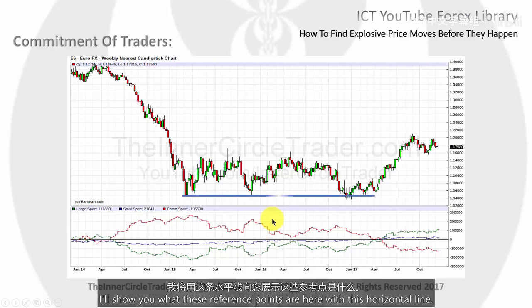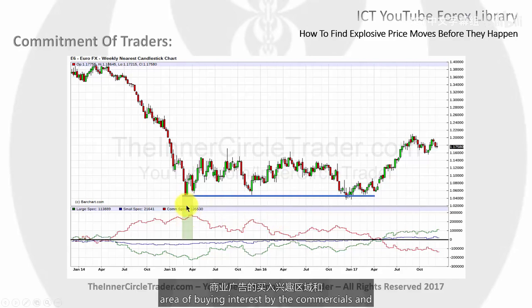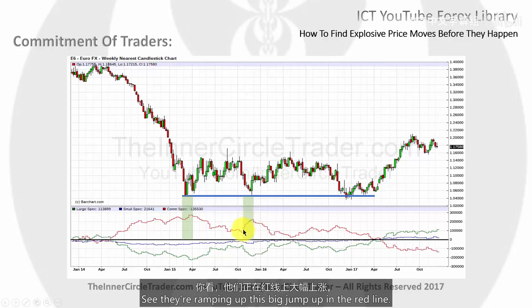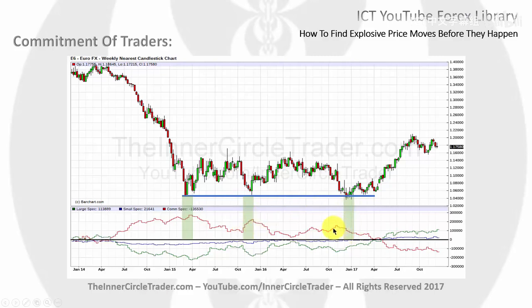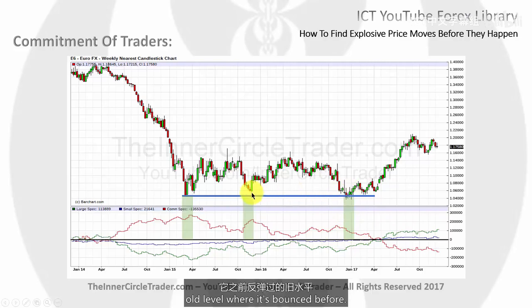And I'll show you what these reference points are here with this horizontal line. And I'll add our first area of buying interest by the commercials. And the second one here. See, they're ramping up, this big jump up in the red line. And another one over here where they're above the zero line, and we're at that same level. So they are above the zero line, and we're at that old level where it's bounced before. So this could be a key support level.